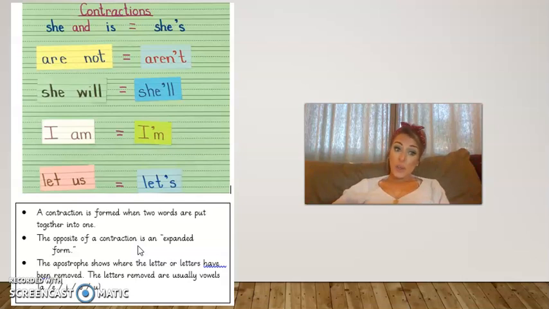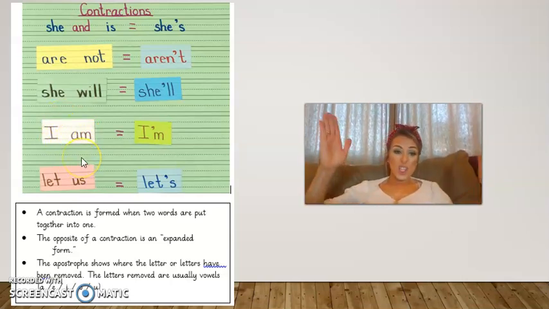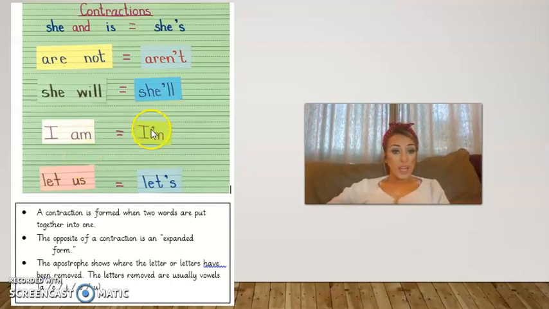Usually, well, often it's only one letter that we remove, but in some of the examples, we take away more than one letter. So here I've taken away more than one letter. But in this one, I am, I've only taken away the A, sorry. I've taken away the A and I've squished the I and the M together to make one word, and I've put my little apostrophe in there to show where my missing letter was.